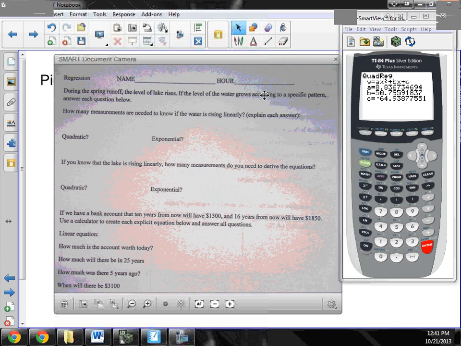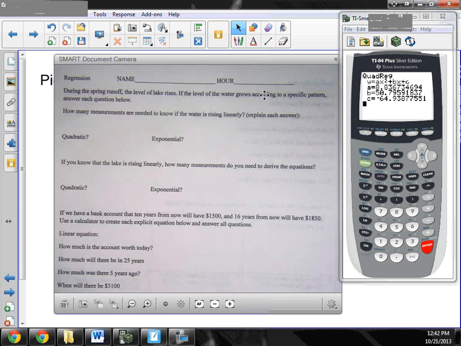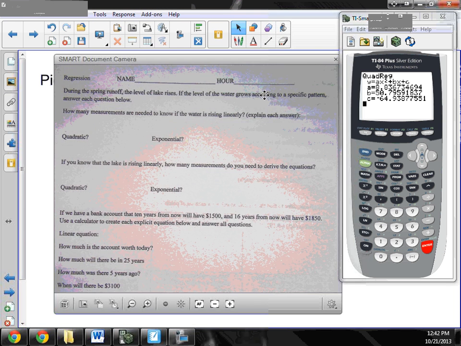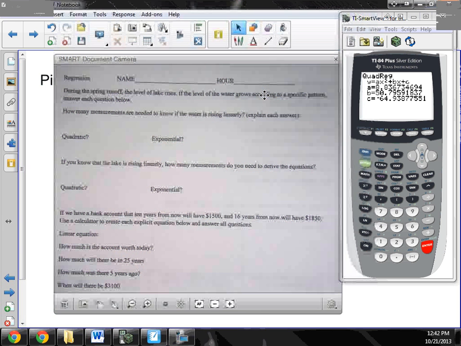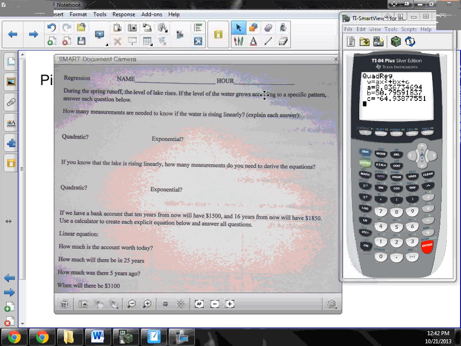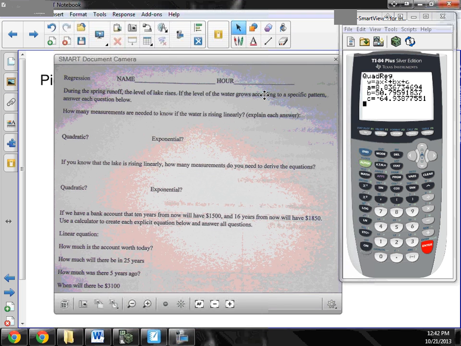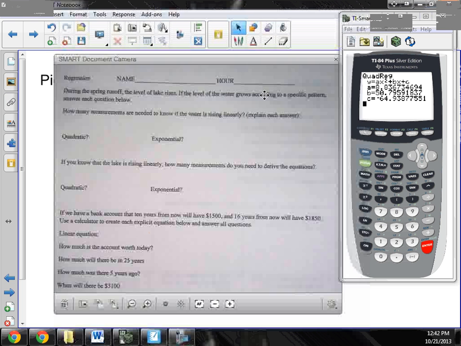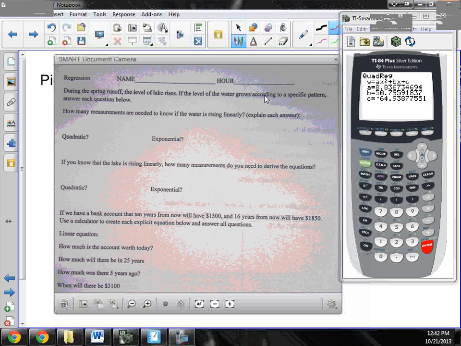So we have a lake, has some amount of water in it, and it's going up. The level of the lake is going up, and we don't know in what fashion it's going up. Let's say we took a measurement every day. How many measurements would it take to know if it was a linear equation, if it was linear growth? Okay, it's 2, 3, 4. Let's look at a couple things.